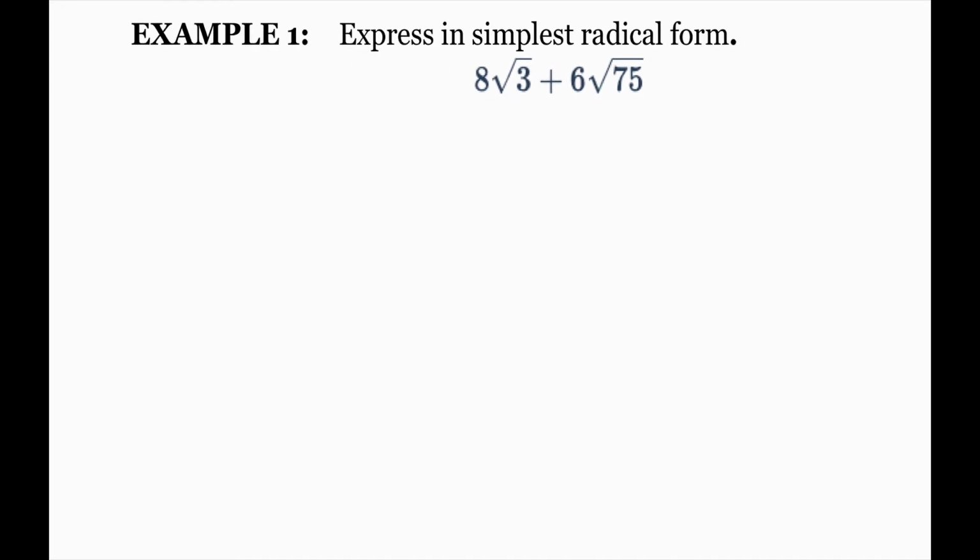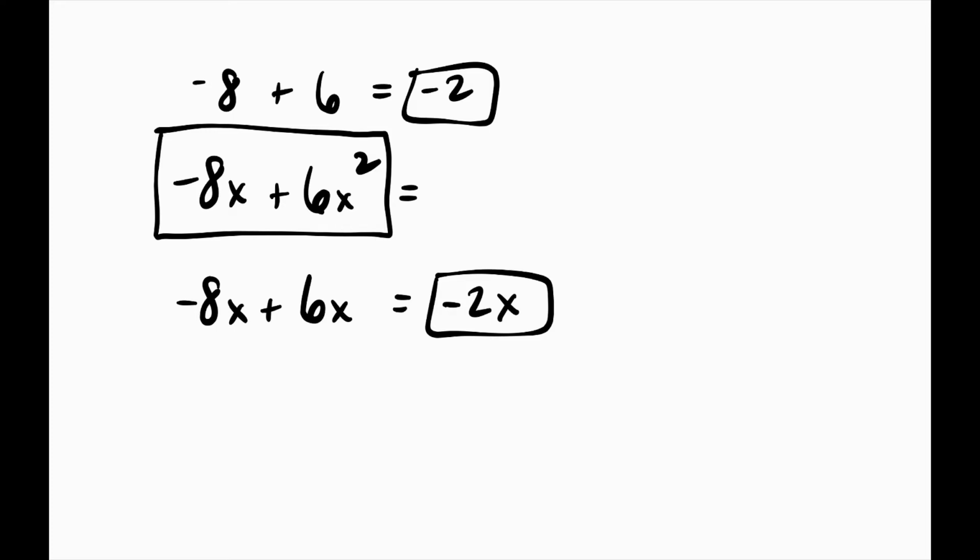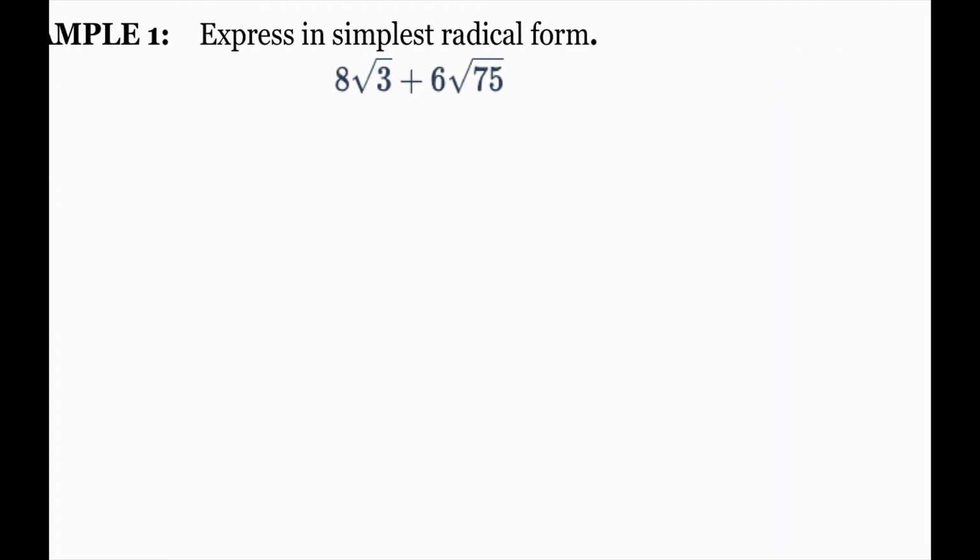My question is, can I add 8 plus 6 right now? I can't. Why not? For the same reason I couldn't do it in the middle one. They're not like terms. This one over here looks like like terms, right? They're both square roots. But what's in the roots? Are the radicands the same? No. The radicands have to be the same for you to be able to add them. Well, let's try simplifying it.